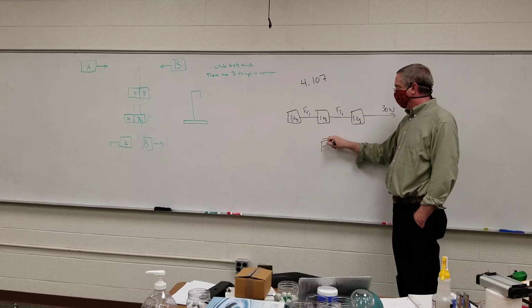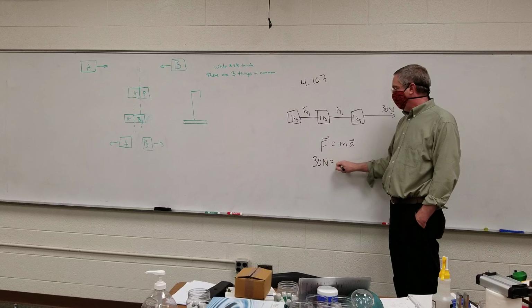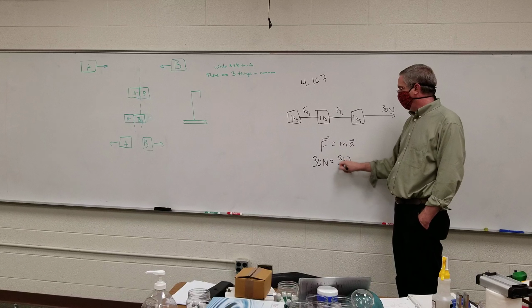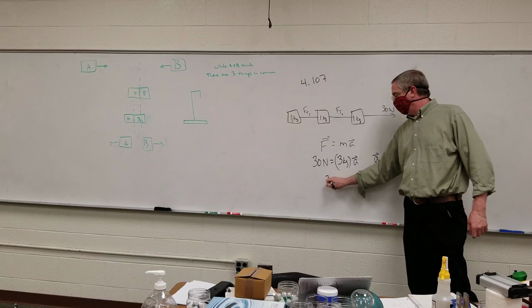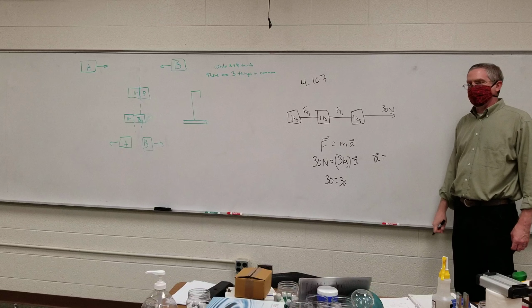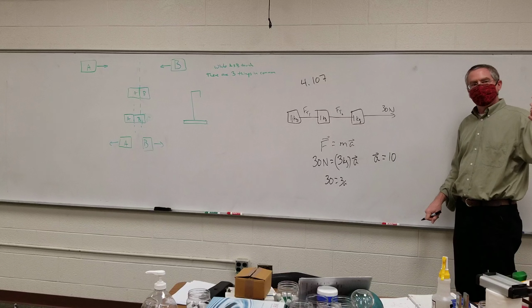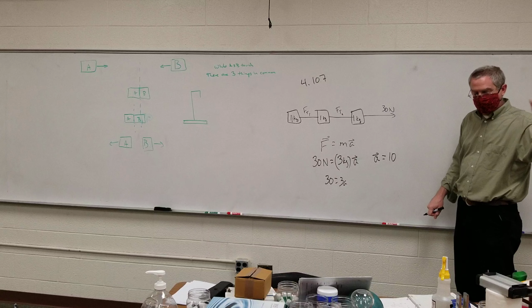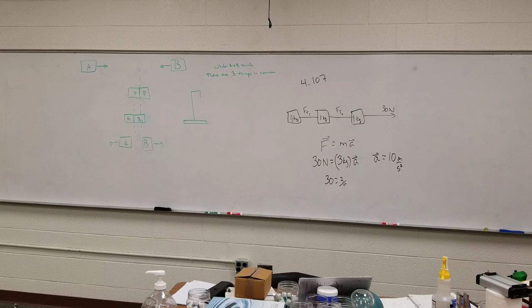What is the force that I'm applying? 30 newtons. So if I look at Newton's second law, F equals ma, the total force I'm applying, 30 newtons, is equal to my mass, which is 3 kilograms, times acceleration. So the math problem is 30 is equal to 3a. What is the acceleration? 10 meters per second squared. So that has to be the acceleration of all 3 of them.